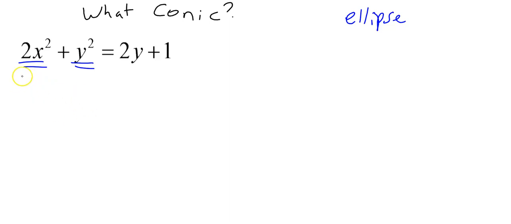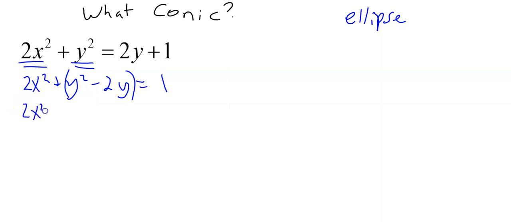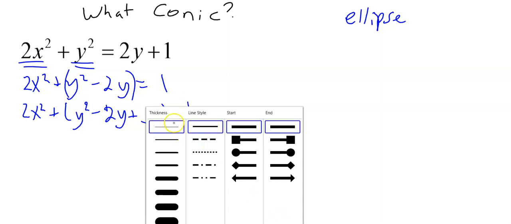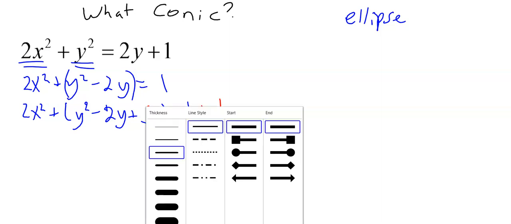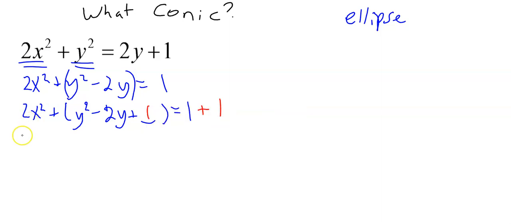So I'm going to do 2x squared plus y squared minus 2y equals 1. I'm going to group the y's together and the x's together, and complete the square. We've done stuff like this before: minus 2y plus blank equals 1. You're going to figure out what we want to add to each side here. So half of 2 is 1, 1 squared is 1, so I'm going to add 1 to both sides. So we get 2x squared plus y minus 1 squared equals 2.